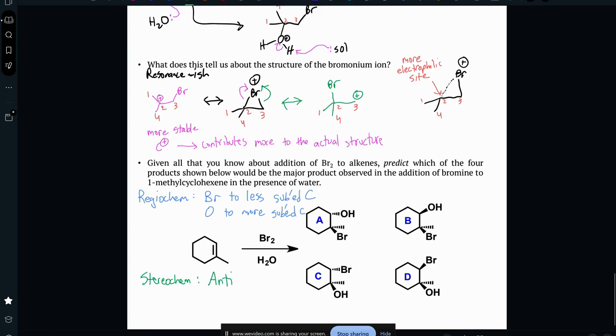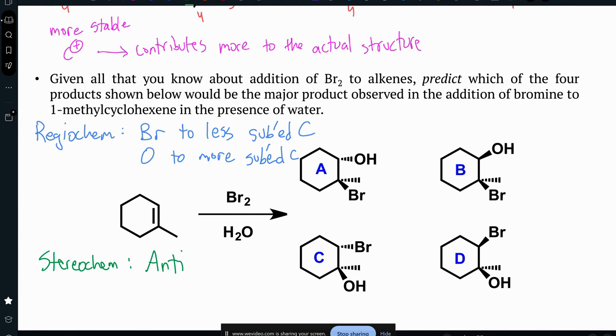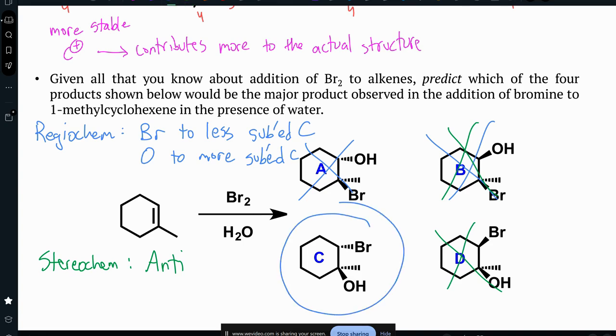All right, so the guiding principles here to make your choice, you want to consider the regiochemistry. We said that bromine would end up bonded to the less substituted carbon and oxygen to the more substituted carbon. That allows me to eliminate answers A and B because those have the wrong regiochemistry. And then stereochemistry, we said this would have anti-stereochemistry. So I could eliminate B and D on those grounds because those have syn stereochemistry. So that leaves me one correct choice, and that would be answer choice C.